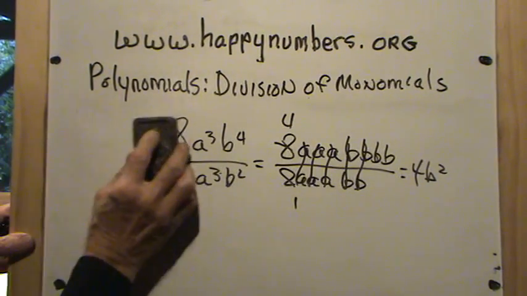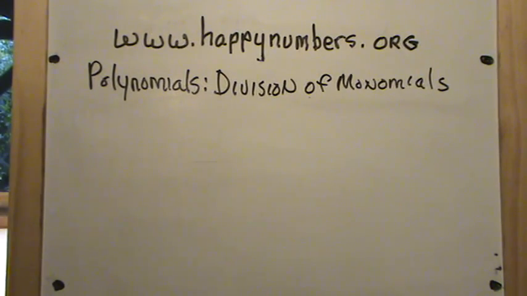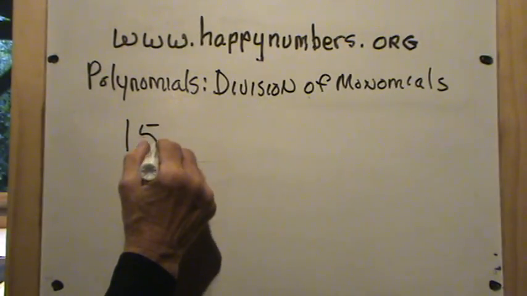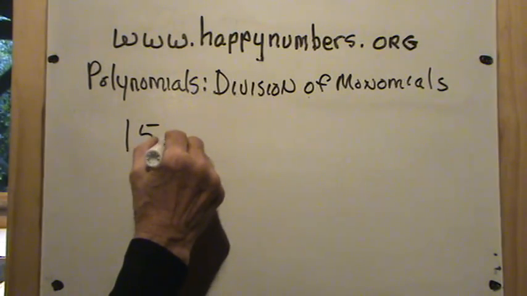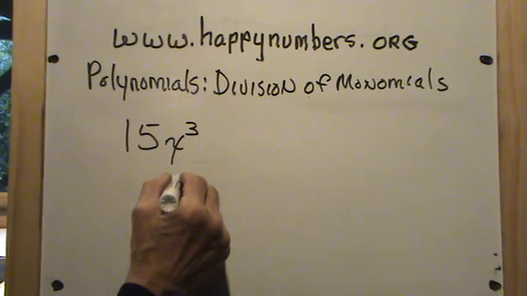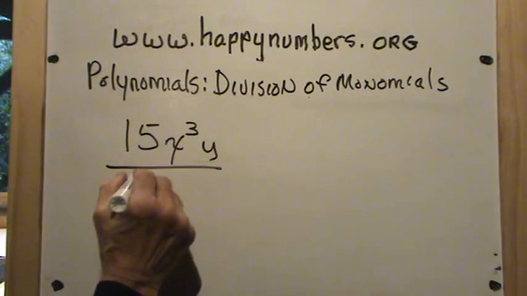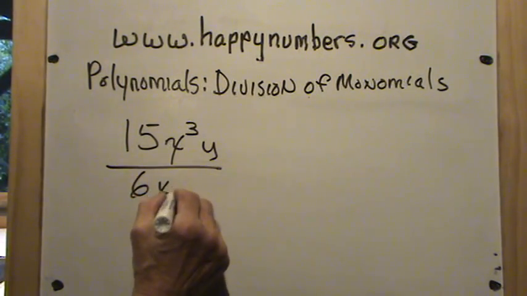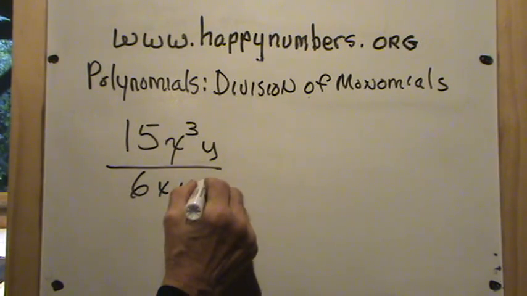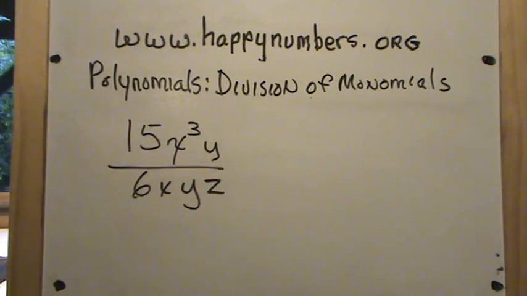All right, another problem for you. Let's try this one. Let's try 15x to the third y divided by 6xyz. Okay, put your DVD on pause and we'll let you work that.